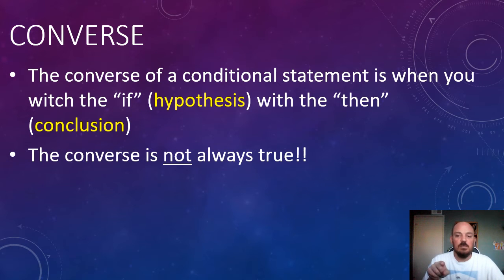So if you remember the example we did yesterday in 12.1, this wasn't the exact example we did, but I said something along the lines of, if two angles are vertical angles, then they're congruent. But it doesn't work backwards. If two angles are congruent, they're not automatically vertical angles. And that's an example of how the converse is not always true.